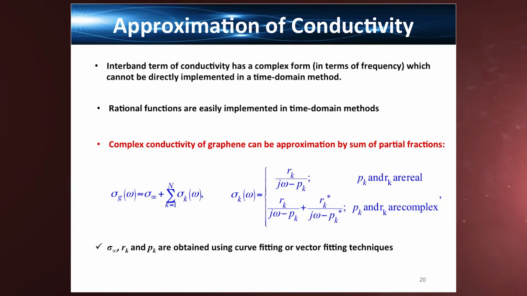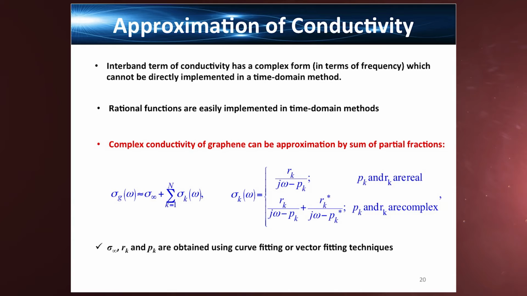The similar solution can be applied for this problem. Rational functions can be easily implemented in time domain methods, as rational functions of frequency. And so we can approximate the complex conductivity of graphene by a sum of rational functions, as we write here. Here, sigma g is the conductivity of graphene, which is approximated by a sum of rational functions and can be described by some roots, some residues and some poles.